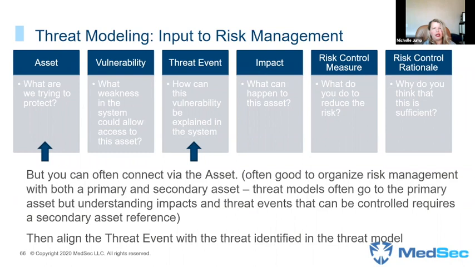And what I'd like to argue here is that my favorite way to do this is you align and organize, or at least flag, your threats in your threat model with assets. Then you can connect the assets with the threats in the risk management file. As long as you can describe the threat event and the asset, it's easier to keep that connection between the content in the threat model and the content in the risk management file.